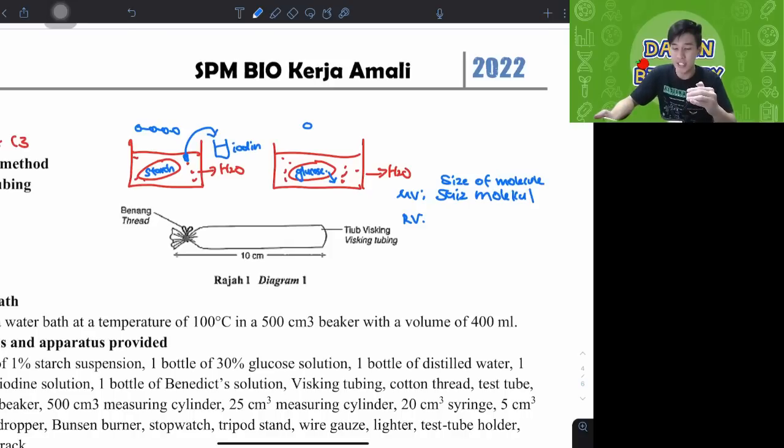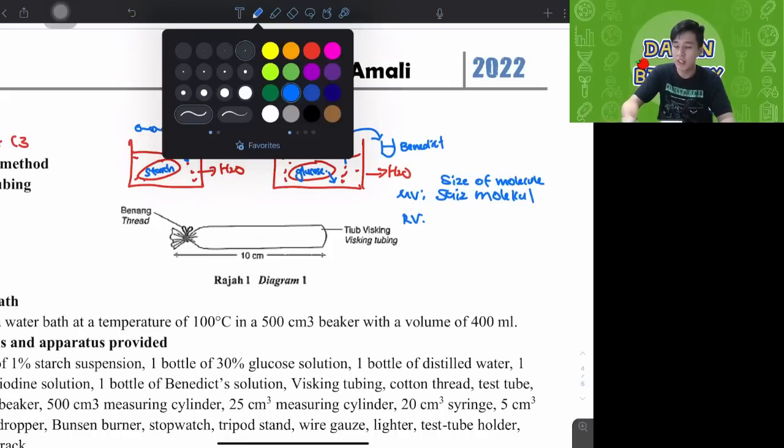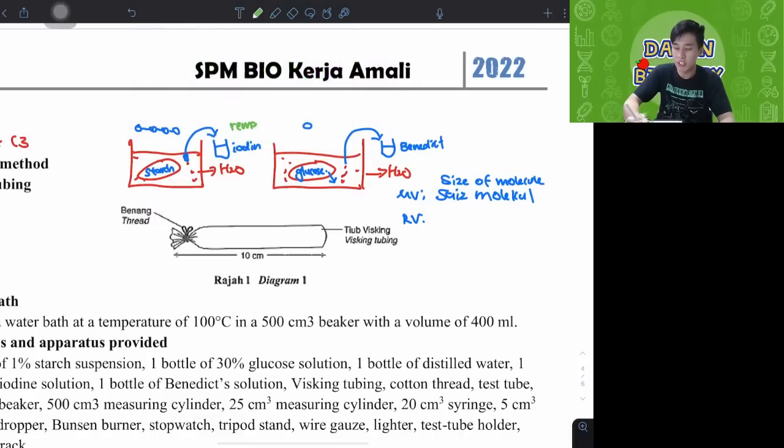Because iodine is to test presence of starch. For this one, I will put it in Larutan Benedict solution, because Benedict is to test presence of glucose. So in the end, your iodine will remain yellow here, because there's no starch that will come out. So if got starch, yellow will become blue-black. But of course, this one will remain yellow because starch cannot come out. Benedict will turn from blue to brick red precipitate. Biru kepada mendakan merah bata.